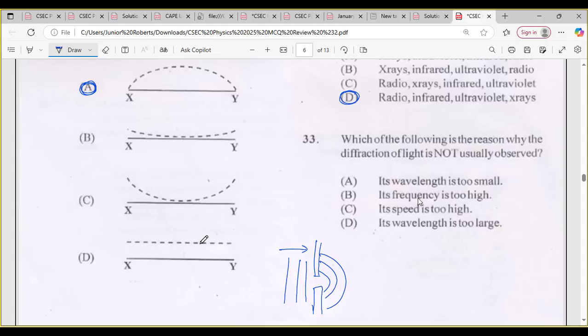Now, for light waves, why is it not observed? In order for diffraction to occur, first of all, the wavelength of the wave must be comparable to or larger than the opening. For light waves, that's a very small wavelength. Compared to most of the things that we can see in our everyday life, the gaps that we can see are going to be significantly larger than the wavelength of light. So that is why it is not usually observed. It is because of the wavelength being too small. So 33 is going to be A.